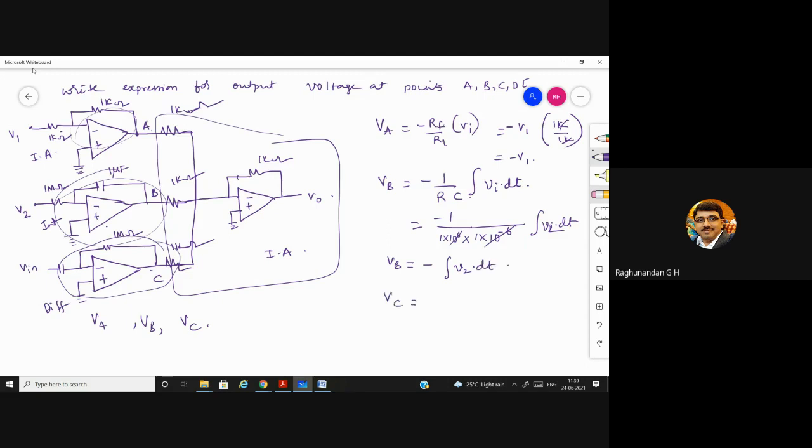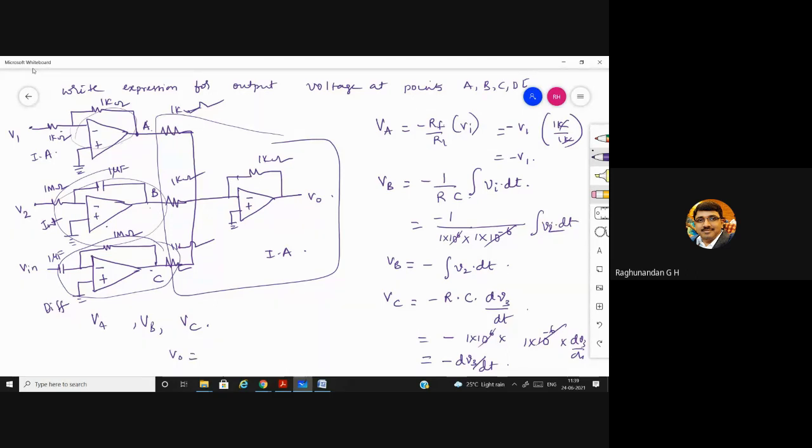Then coming to VC, for VC we have the equation minus R into C into dV3 by dt. Again, we have 1 mega ohm and 1 microfarad. Any doubt? Into 1 into 10 to the power of minus 6 into dV3 by dt. Again, these two will get cancelled and we'll have dV3 by dt. So finally, we need to find out V naught. What we need to do is just add all these things.